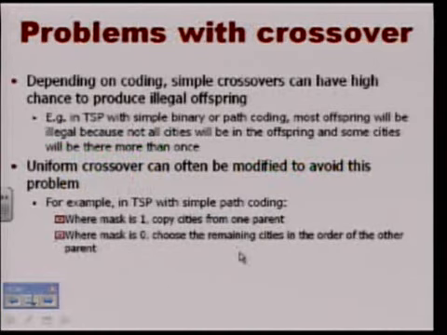And in fact, depending on how you encode the feasible solution, simple crossovers can have high chance to produce illegal offspring, meaning that the solution may not be feasible at all. Then in constrained optimization, it's very difficult to apply genetic algorithm if most of the time you just simply reproduce some infeasible solutions in your offspring. Then you have to keep doing that, which is not very efficient.